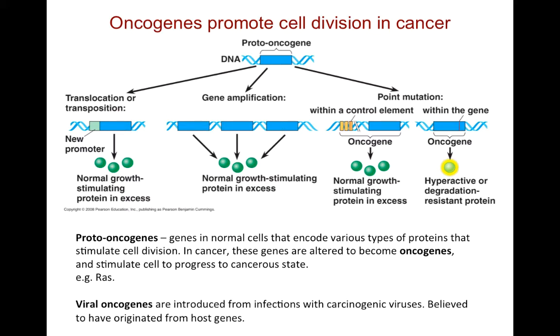Viral oncogenes are also involved in promoting cell division, but these are introduced from carcinogenic viruses. The genes that are found on these viruses, though, are thought to have originated from ones in humans that were picked up by the virus.